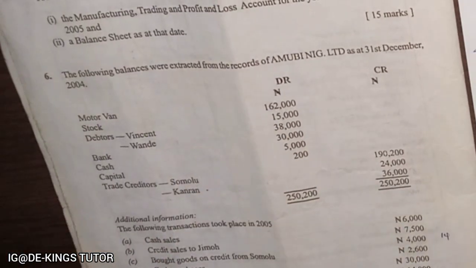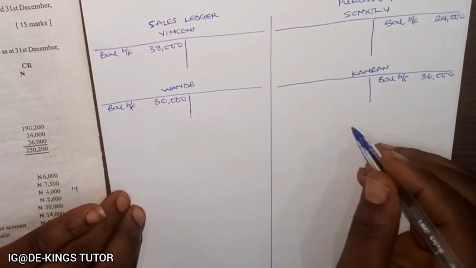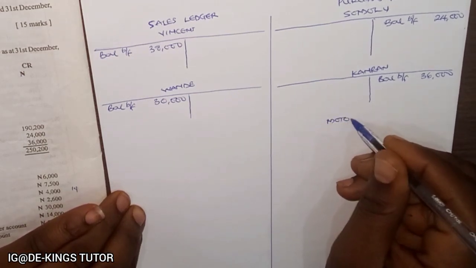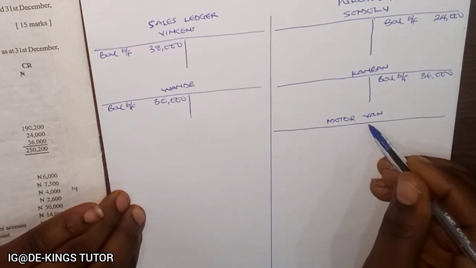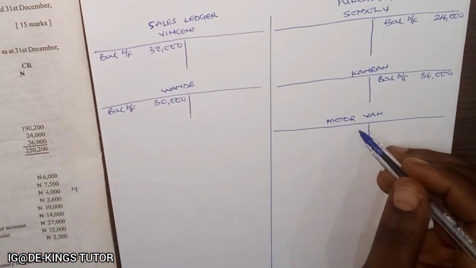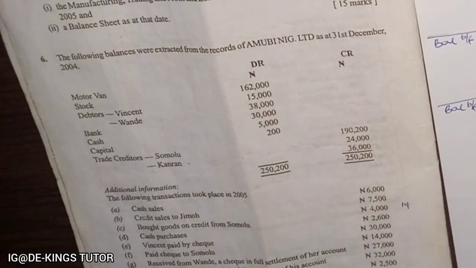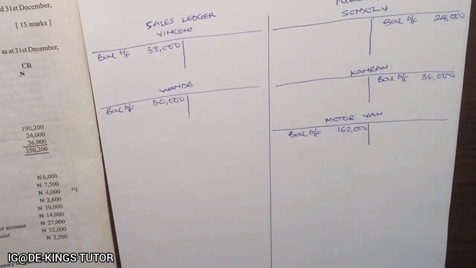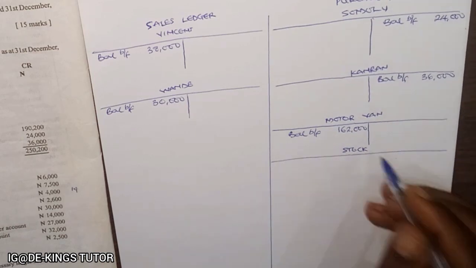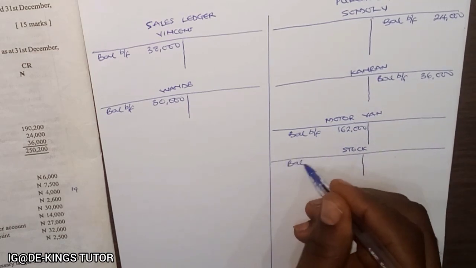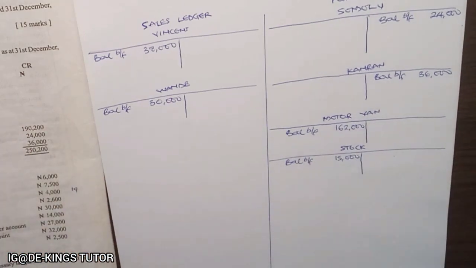Now we have motor van here. Let's open the motor van account. Motor van is an asset, a fixed asset. All fixed assets have a debit balance. So I have balance brought forward 162,000. Then we have stock. Stock is an asset. It has a debit balance, 15,000. Remember, these are the opening balances of the individual accounts.